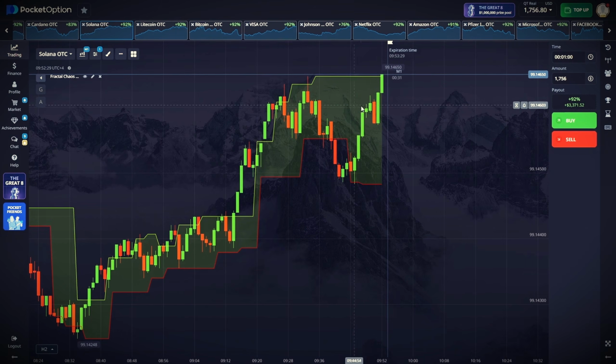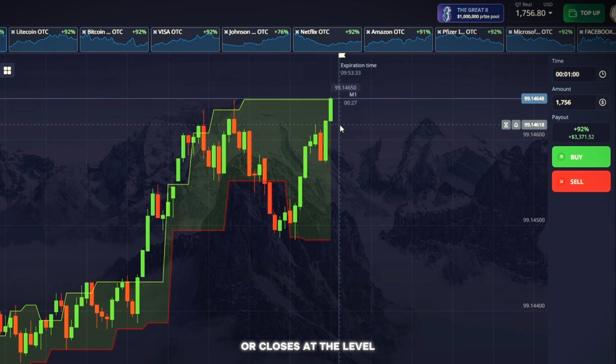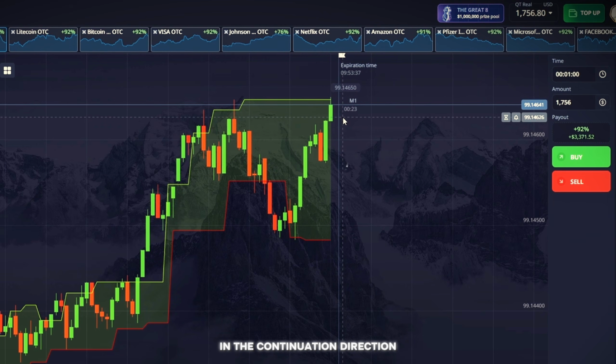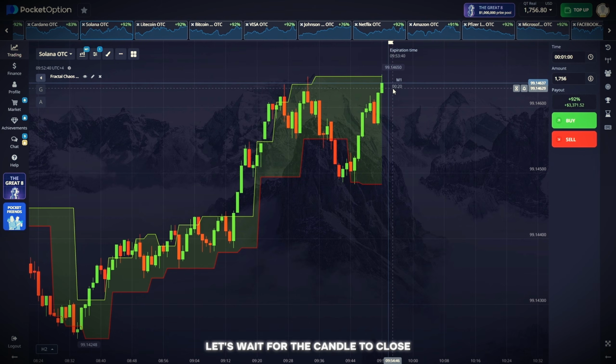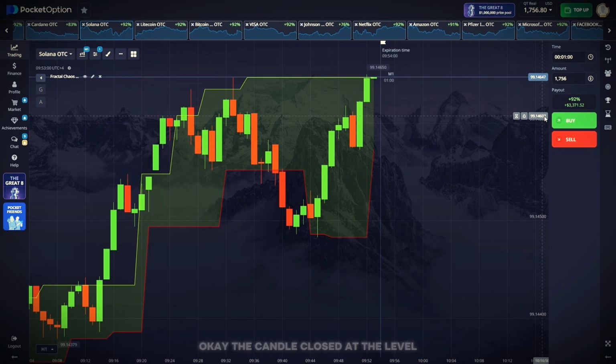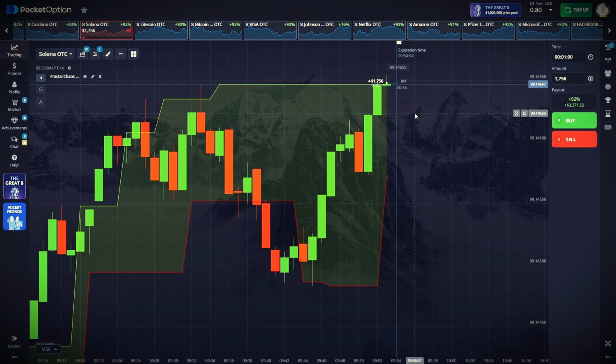Let's find a trade for $1,756 on Solana OTC. There was a trade, and if this candle breaks the level or closes at the level, then we can proceed for the upside move in the continuation direction. Let's wait for the candle to close. Okay, the candle closed at the level, so I proceeded for the upside move on Solana OTC for $1,756.